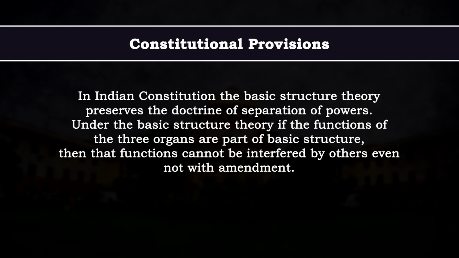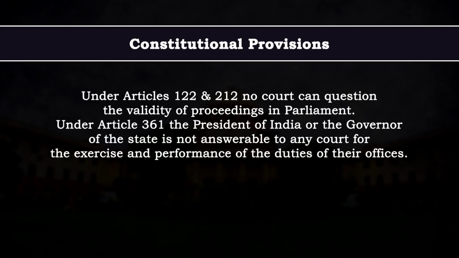Under this basic structure theory, if functions of the three organs are part of the basic structure, then those functions cannot be interfered with by others, even with an amendment. Article 121 and Article 211 of the Indian Constitution ensure the non-encroachment of legislatures in the judicial conduct of the judges of the Supreme Court and of the High Court. Under Article 122 and 212, no court can question the validity of the proceedings in the Parliament.